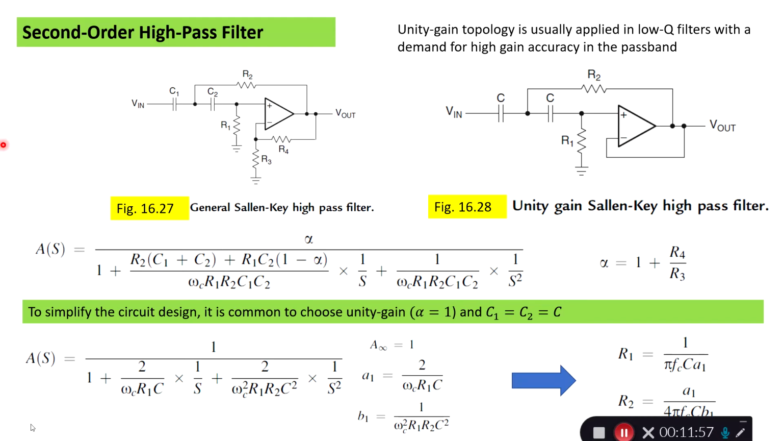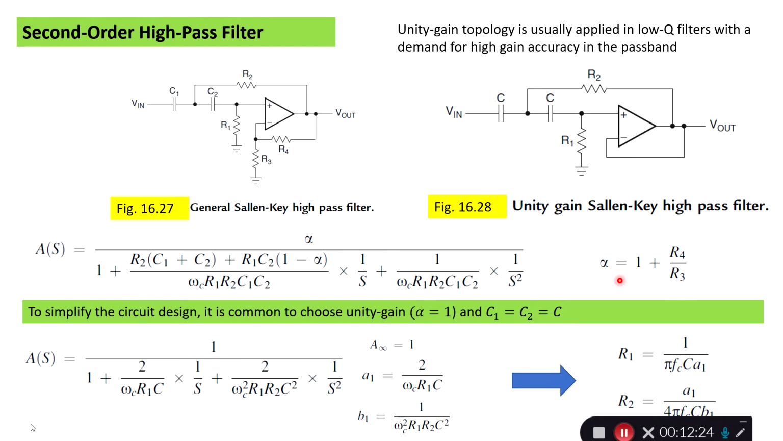The transfer function for the general Sallen-Key high pass filter, the one with the gain, we have here. So this is a huge expression, and this is in front of 1 over s. Alpha here is the gain of the amplifier. We have it over here.